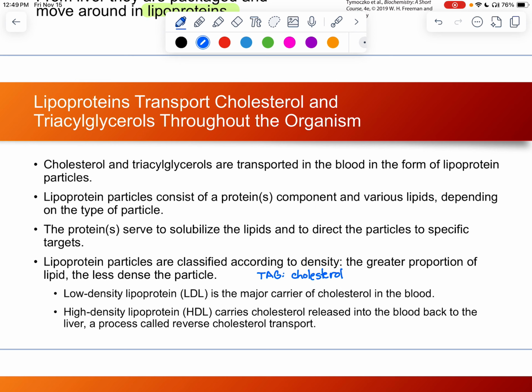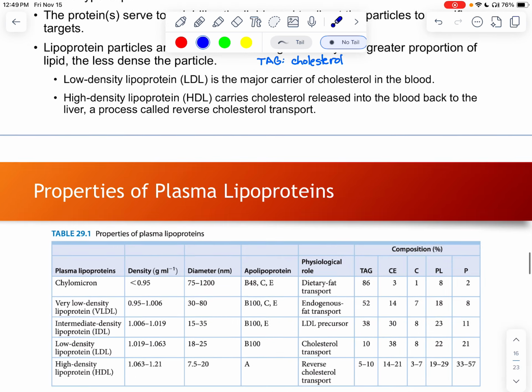Low density lipoprotein is the major carrier of cholesterol in the blood. And then the high density lipoprotein essentially carries cholesterol released in the blood back to the liver, through reverse cholesterol transport. And we're going to look at that over these next couple slides.